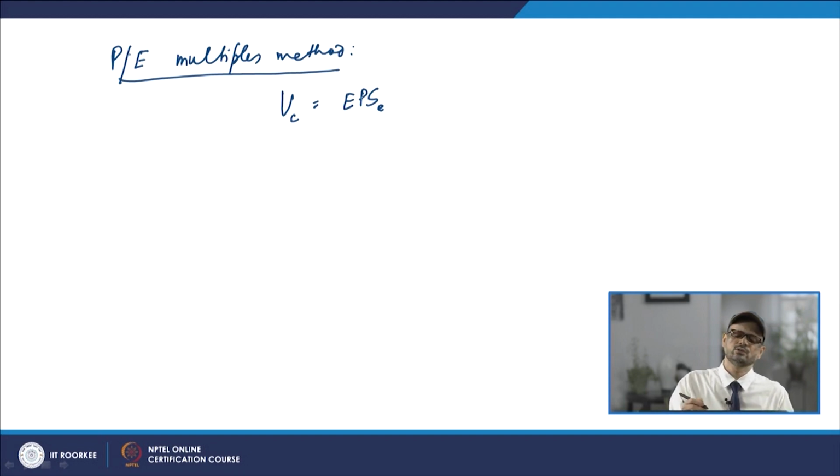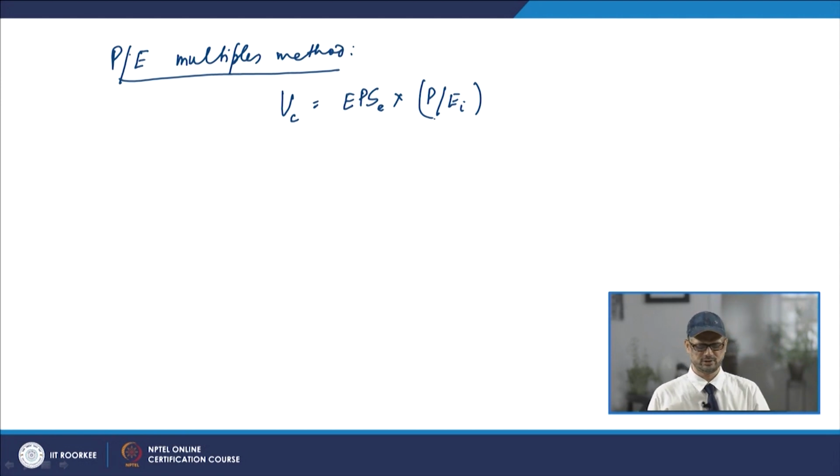So, this is the expected earning per share of the company, and that will be multiplied by the P by E, the price by earning ratio, that is, the P by E of the industry. This way we calculate the value of the common stock. Now, it is more suited for firms which are not publicly traded.